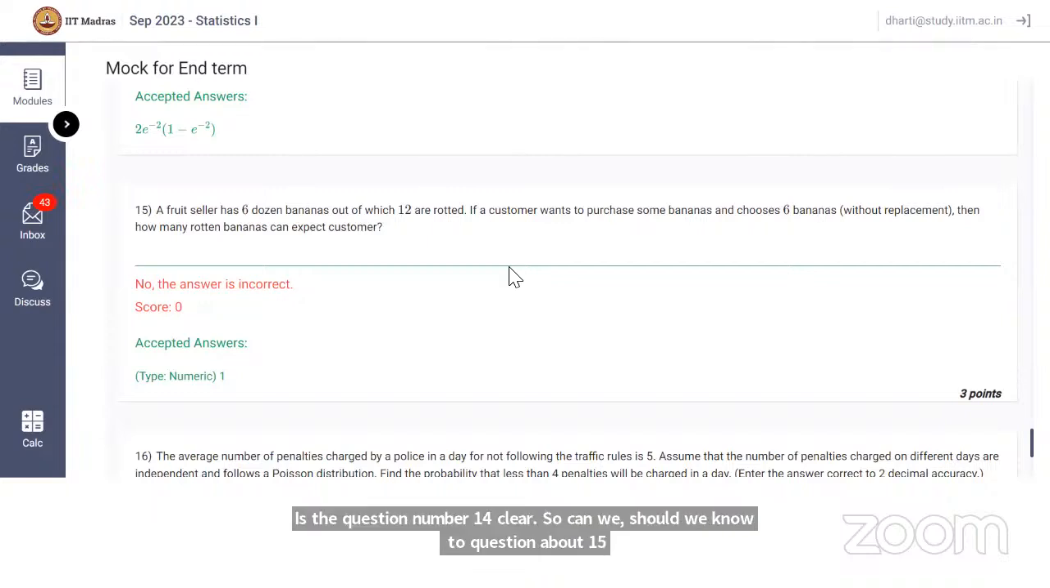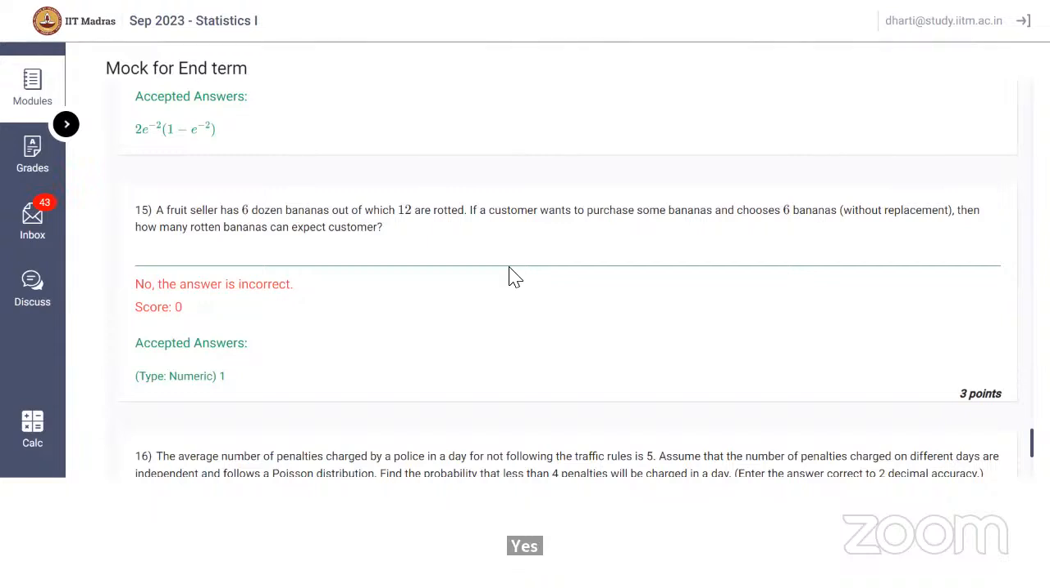Yes, ma'am. Okay. A fruit seller has 6 dozen bananas, out of which 12 are rotten. If a customer wants to purchase some bananas and chooses 6 bananas without replacement, then how many rotten bananas can the customer expect? Okay. Are you getting from the question which kind of question it is? Yes, ma'am. Let's decode the question.